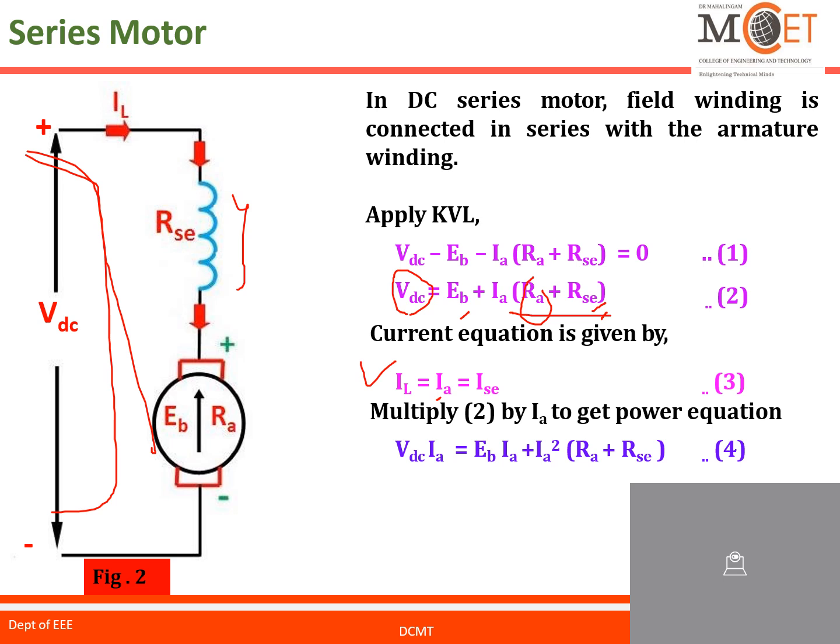If you want to know the power value, just multiply with IA. So VDC times IA equals EB times IA plus IA squared (RA plus RSE). This is the input power, this is the mechanical output plus the copper losses. This is the representation of the series motor.